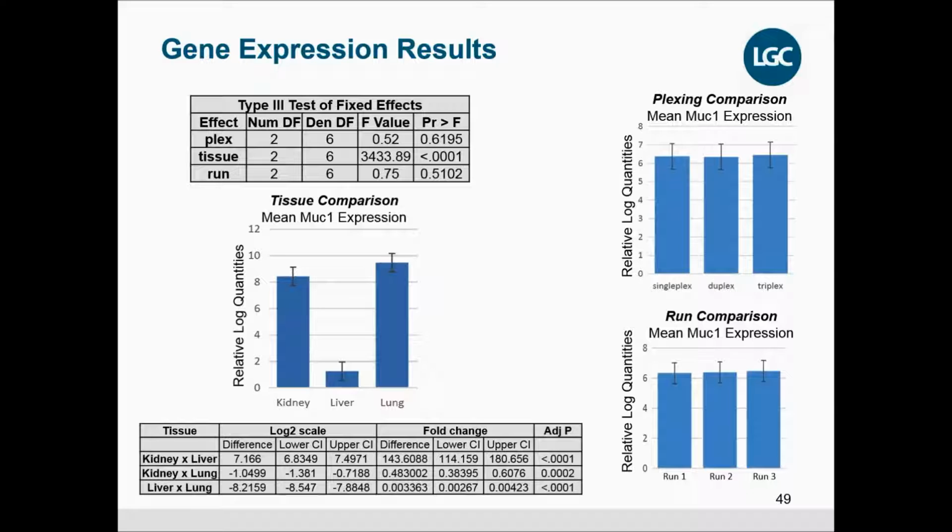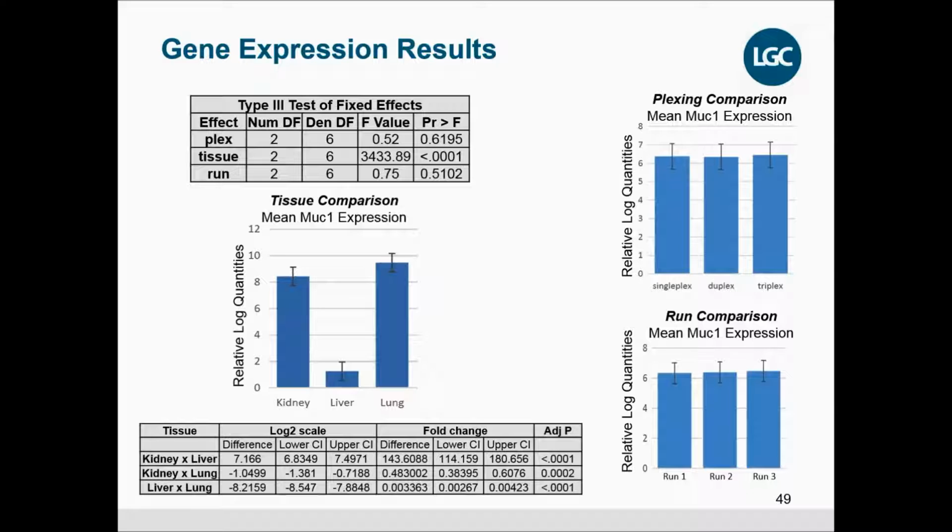So to break that down further, below the first table, we have the tissue comparison, the mean MUC1 expression expressed in relative log quantities, where we can see the differences in expression between kidney, liver, and lung. And since that was the only effect that was significant with our first test, we broke that down, and the table at the bottom of the slide shows that comparison between kidney and liver, kidney and lung, liver and lung, and all three of those pairwise comparisons were statistically different from each other. And these results matched what we had seen in the publication where we found these assays.